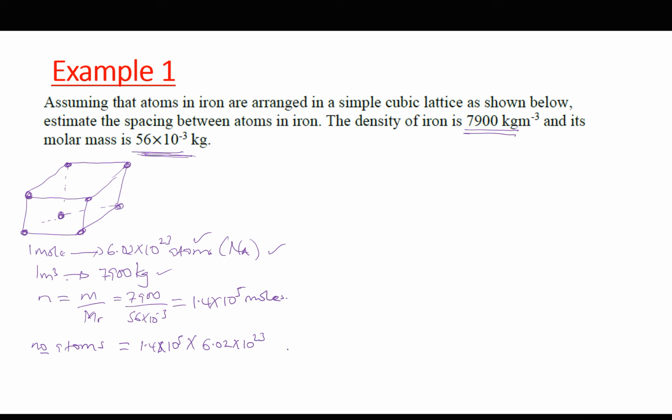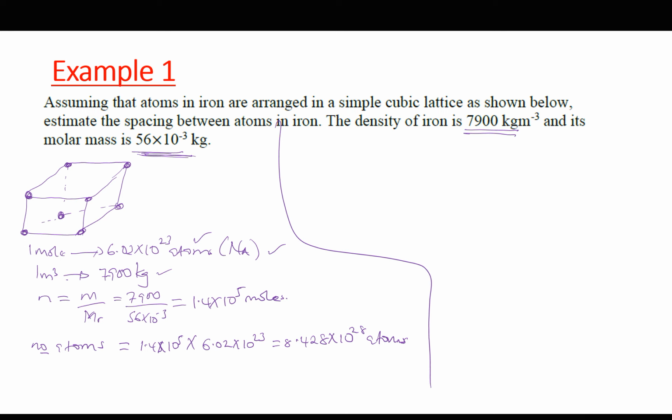So this is giving me 8.428 times 10 power 28 atoms. So this is the number of atoms that I have. But remember, I'm looking for interatomic spacing.